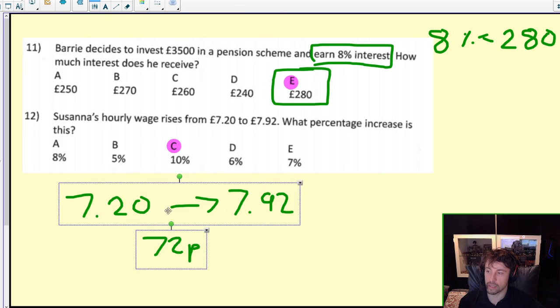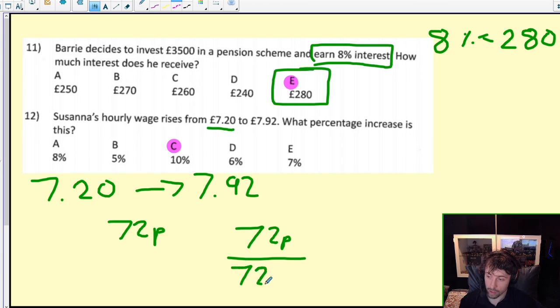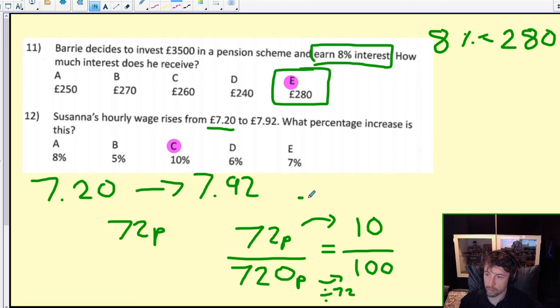Now, the way to represent this as a percentage is that it means what is her percentage increase? Well, that means what is her extra amount of money as a percentage out of what she was already earning. So it's going to be what is 72 pennies out of her original wage, which is this. And if I was to make it easy for myself, I would do it as pennies as well. It's like saying, what's 72p out of 720? And if you simplify that down to 100, what you'll find is that you can divide both of these by 72.